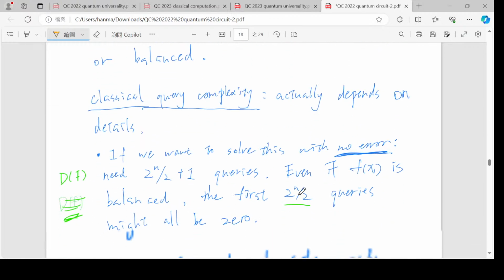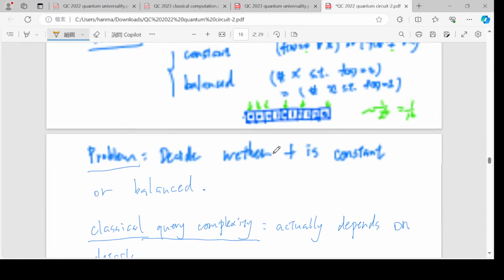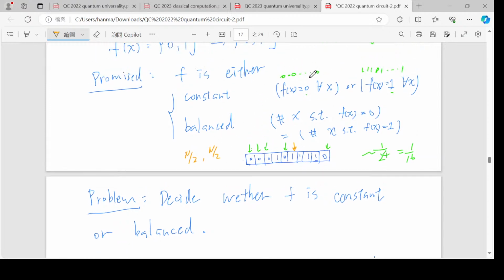So big N over 2 is 2 to the small n over 2. And yeah, you might see big N over 2 number of 0s here, even though it's a balanced string. So you cannot be sure whether it's constant or balanced. But if you get one more of them, then you can be sure that you are either balanced or constant. Because constant, you will see all 0 or all 1. And balanced, if you have one more than big N over 2, then you must see two different symbols here.